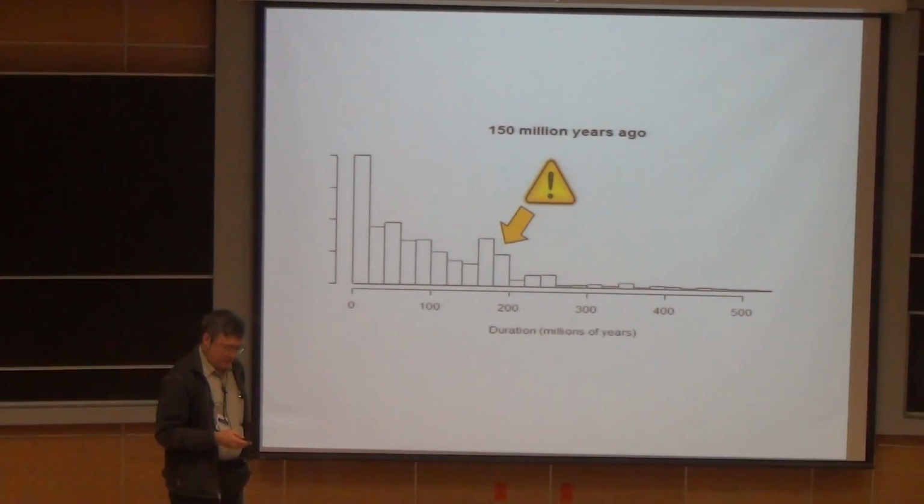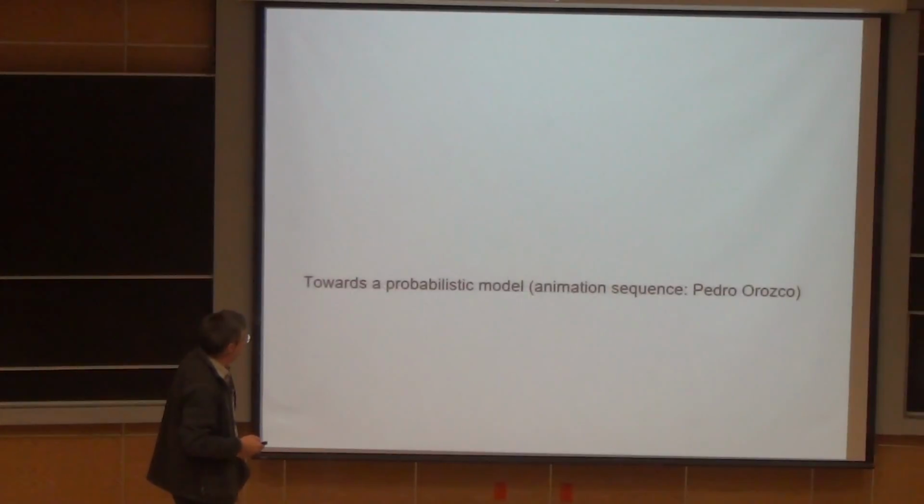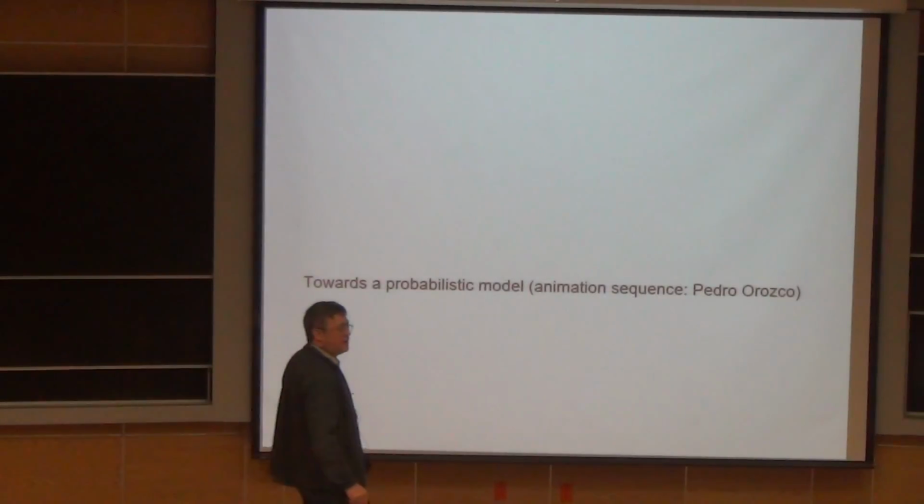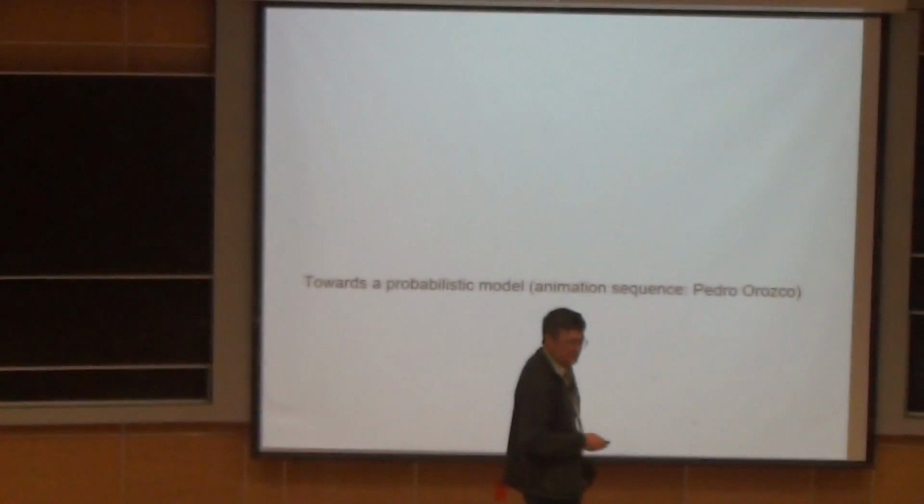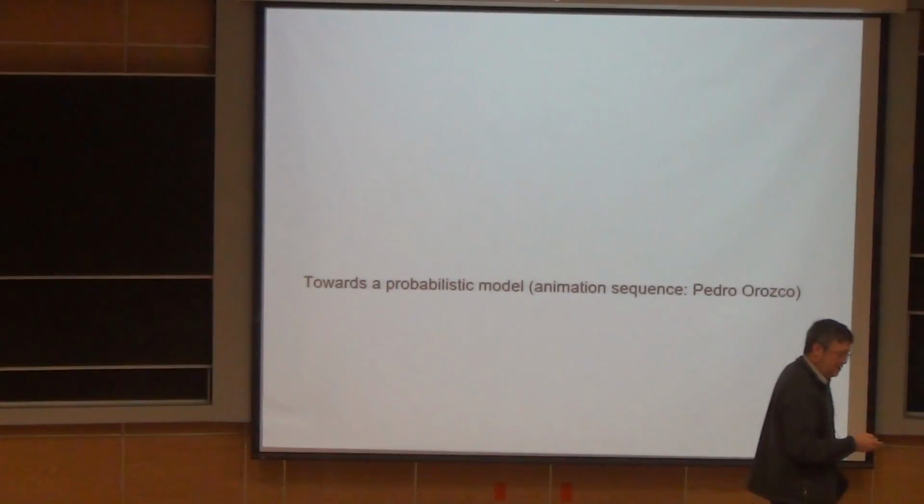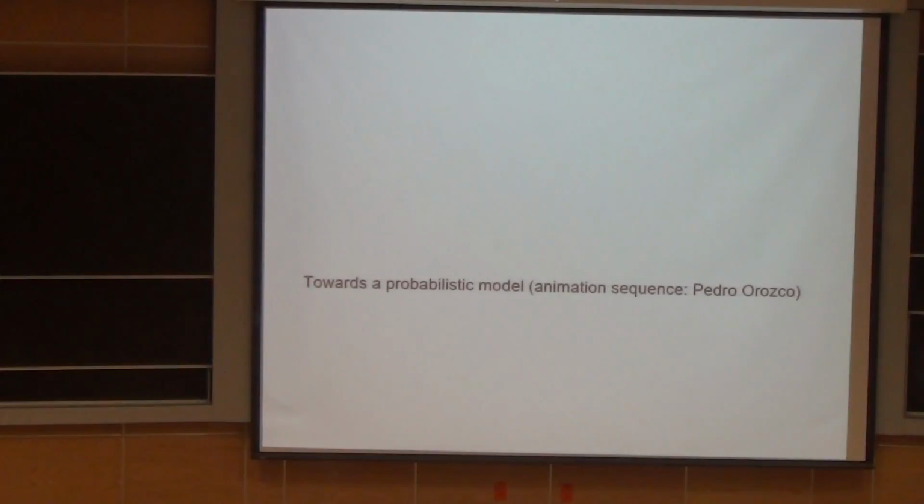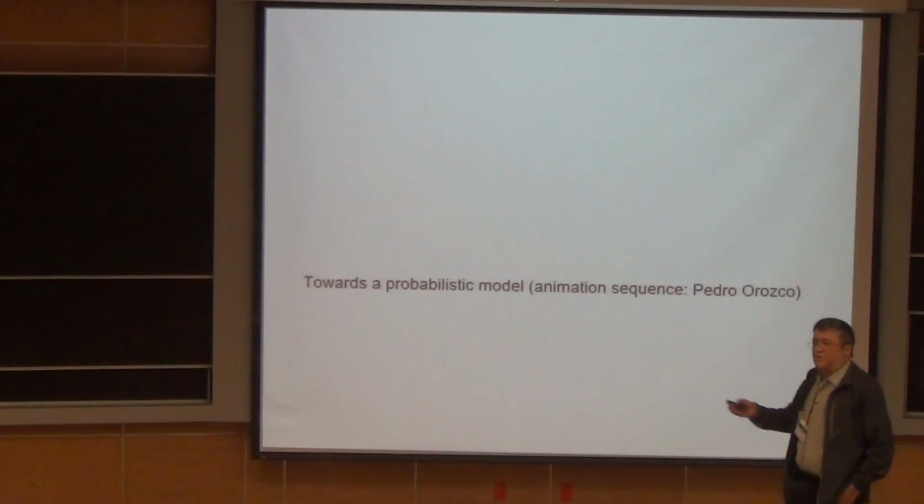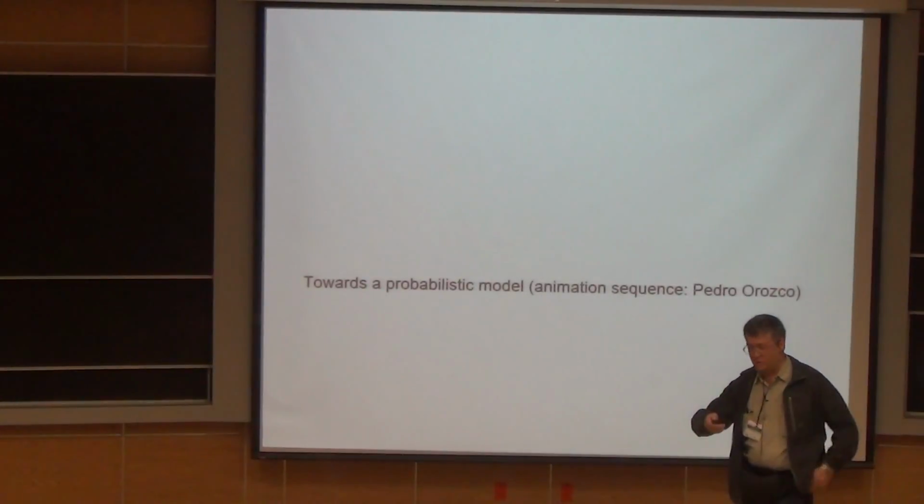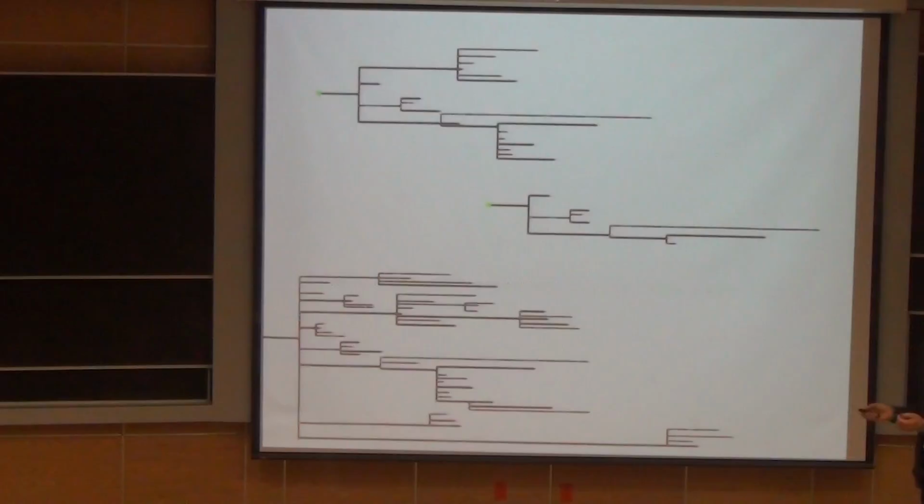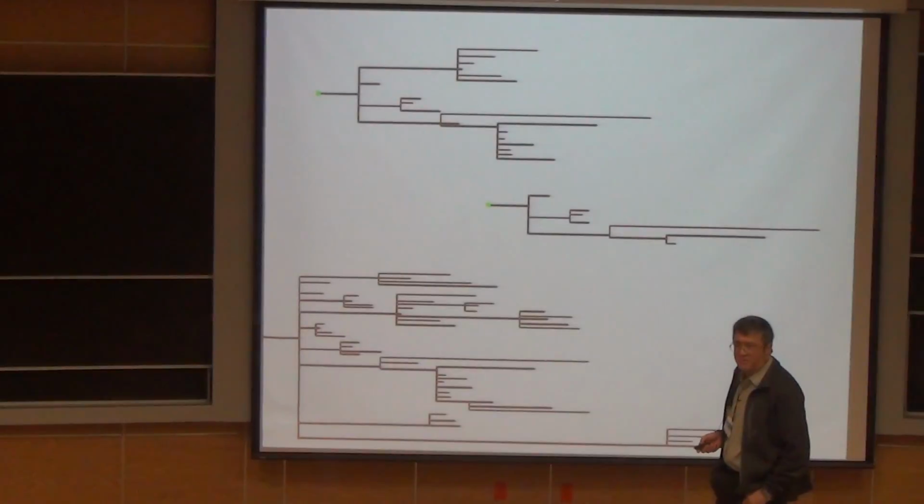So we came up with the following explanation of how data is being produced. This animation was done by Pedro. I'm using it here to illustrate what is the fossil record in terms of the data that is being actually produced. So this is the tree of life. This is what biologists want to learn about.